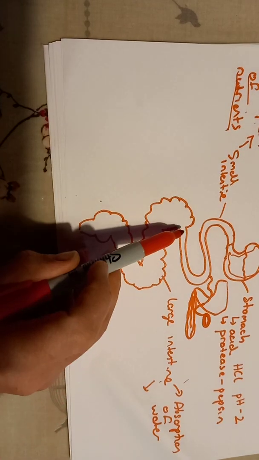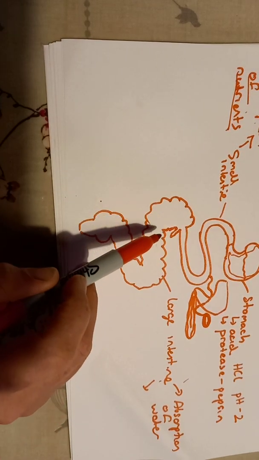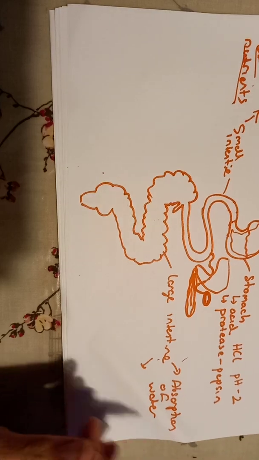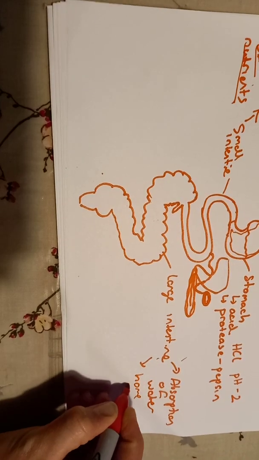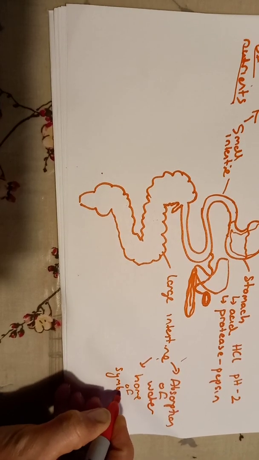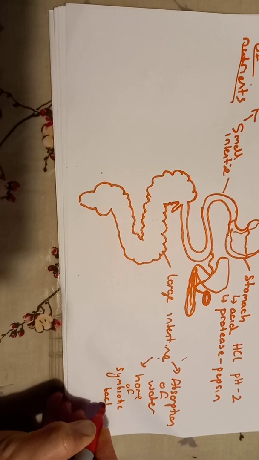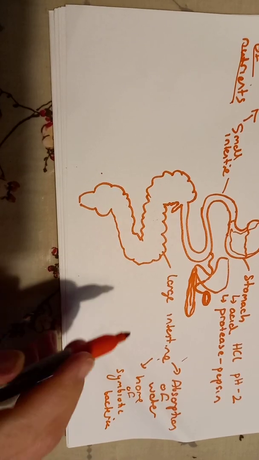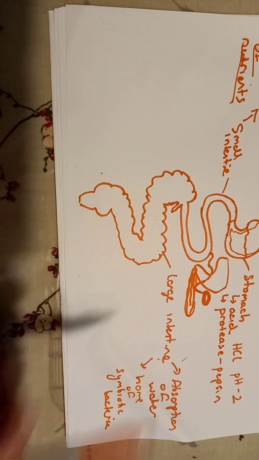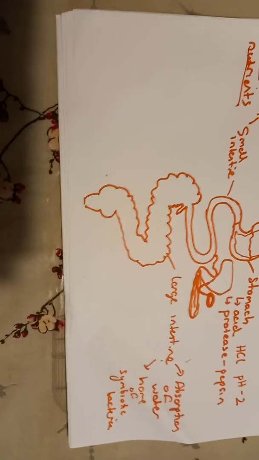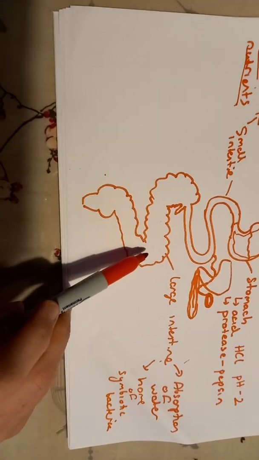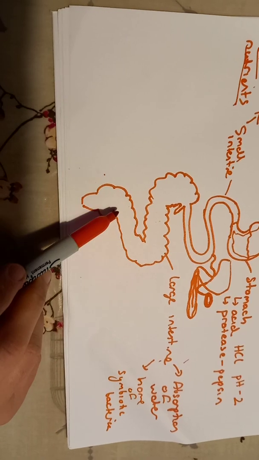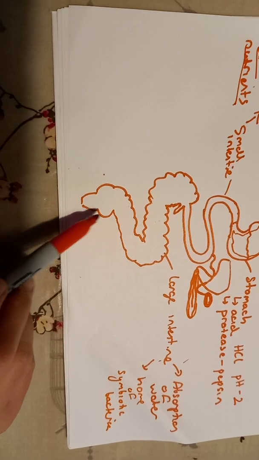Now, let's go on to your large intestine. So the job of the large intestine here, girls, is to absorb water, and it's also the home of symbiotic bacteria. Okay, so the large intestine is made of a number of different parts again. So your caecum, your ileum, and your colon and your anus.